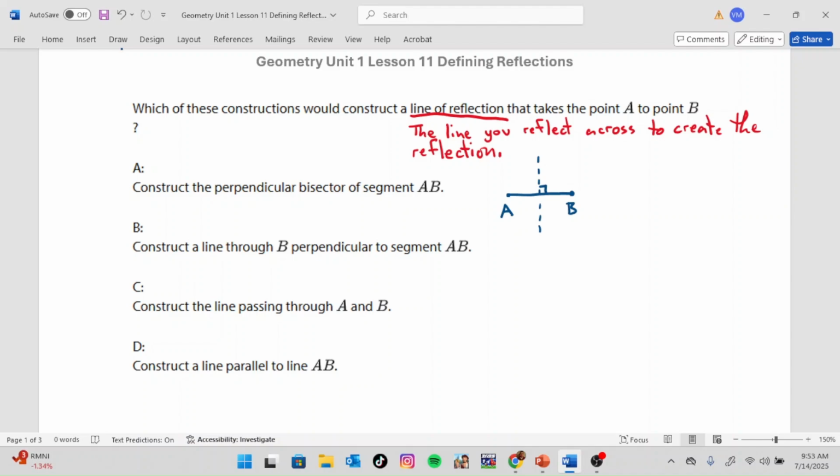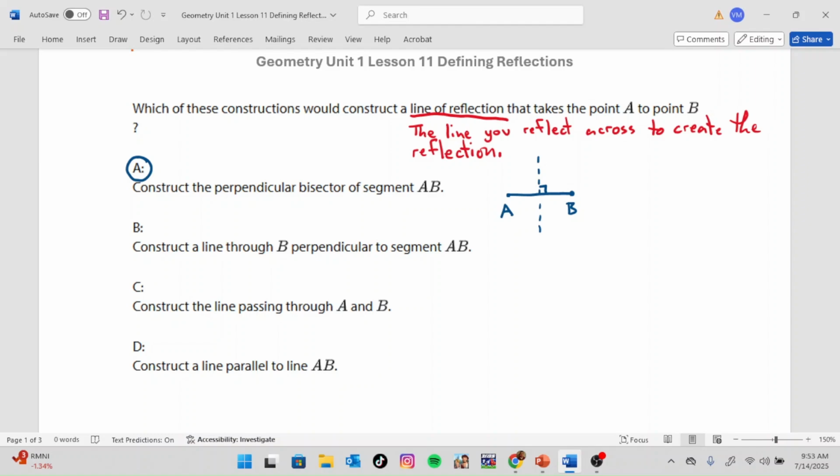So now, if I reflect across that line, I do in fact take point A, reflect it across that perpendicular bisector, and create point B. So that is exactly what we were looking for. Let's try the others just to be sure, though.